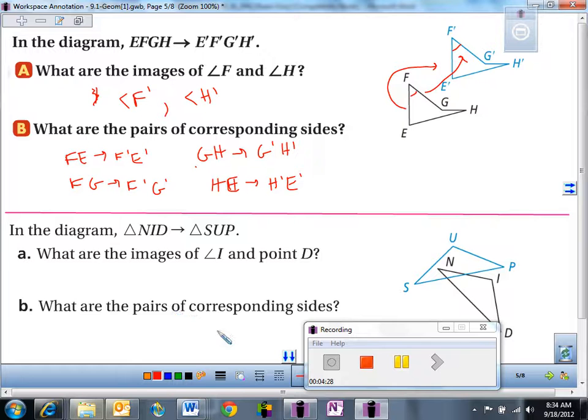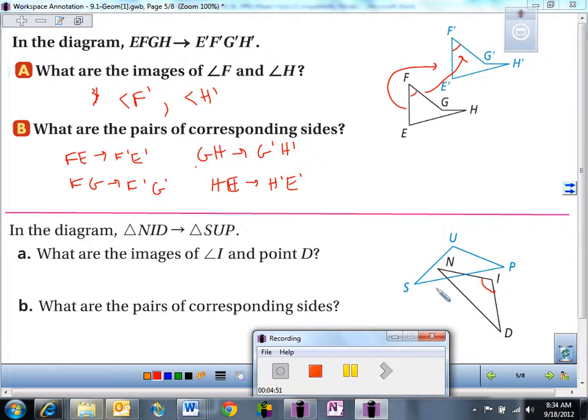The second example, it says, in the diagram, triangle NID is mapped onto triangle SUP. So what are the images of angle I and point D? So if we go from black to green, I looks like it's going to be the biggest angle because it's opposite the longest side. So that's going to match up with U. So angle I maps onto angle U. And it looks like point D is going to map onto point P. So I'm just going to say P.